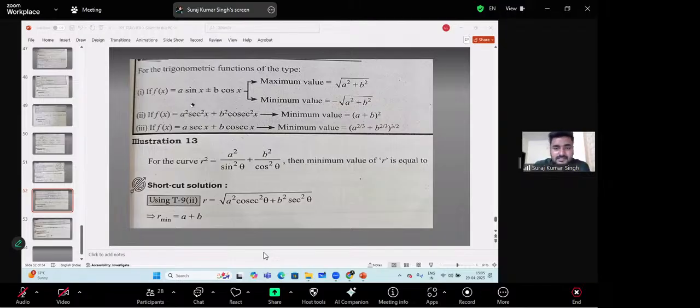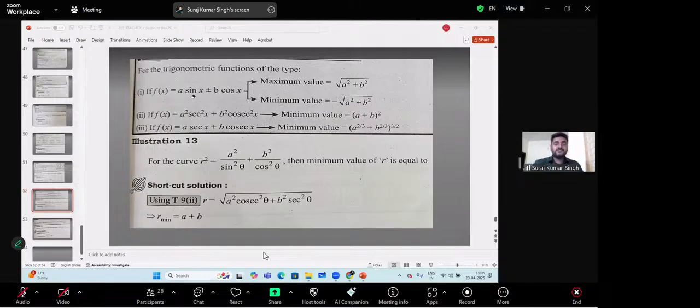Like suppose I'm asking, what should be the maximum value of 3 sin x plus 4 cos x? So directly we can give the answer. The root over 3 square plus 4 square equals root over 9 plus 16, root over 25 equals 5 will be the answer. What should be the maximum value of 4 sin x minus 3 cos x? Again we will say root over 4 square 16 plus 3 square 9, so 16 plus 9 is 25, root 25 equals 5 is coming. Similarly, suppose I'm asking you what should be the minimum value of 8 sin x plus 6 cos x. What should be the answer?